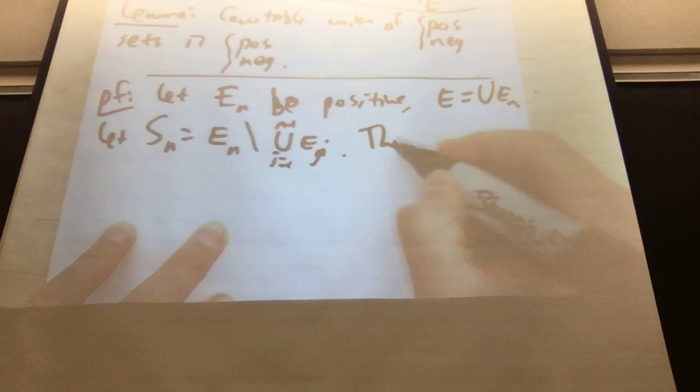All of these are subsets of Sn, which is a subset of En. These are subsets of En. The En's are positive. Any subset of a positive set has non-negative, should really be called non-negative anyway, has non-negative measure. So you're adding up a bunch of non-negative things.